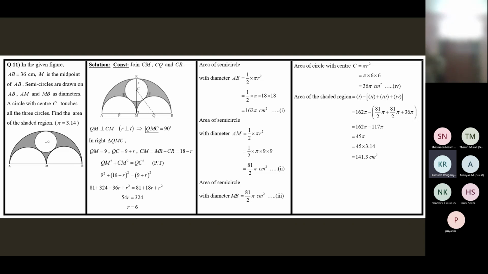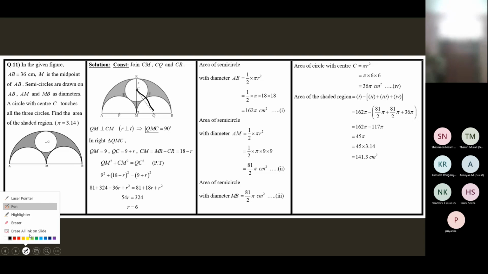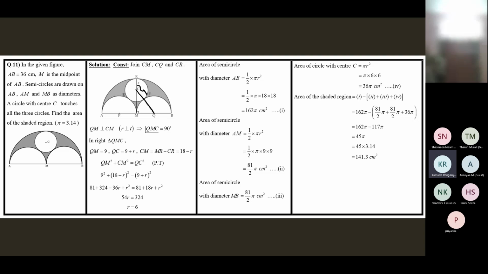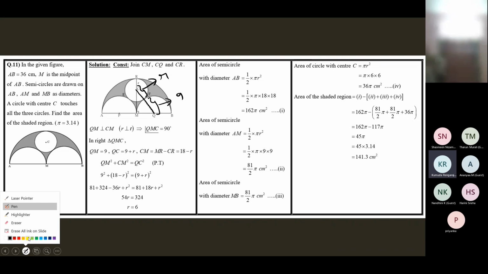So we break down CQ into 2 line segments. CQ is made up of CF and FQ. How much is FQ? 9. What about CF? It's the radius of the small circle, R. So 9 plus R. Like this, we find the expressions for the 3 sides of the right triangle.